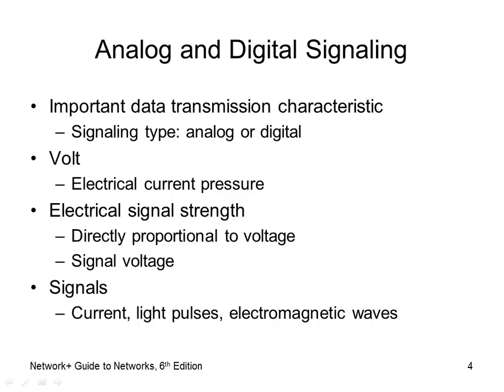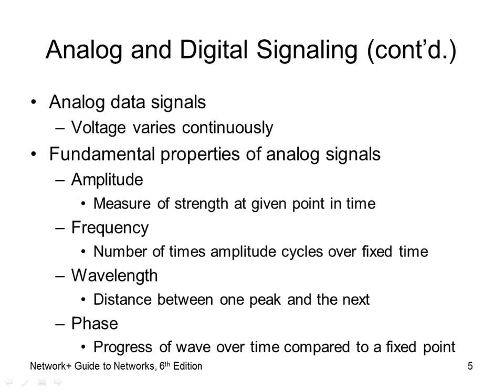So volt, you can think of volt as electrical current pressure. Electrical signal strength is directly proportional to voltage. And the signals can be whatever based on the type of media. If we're using wireless, it's going to be electromagnetic waves. If we're using copper wire, it's going to be the current. It's going to be the voltage on the wire. If we're using fiber optic, it's going to be the actual pulses of light that get transmitted. So in analog, you've got that continuous voltage.